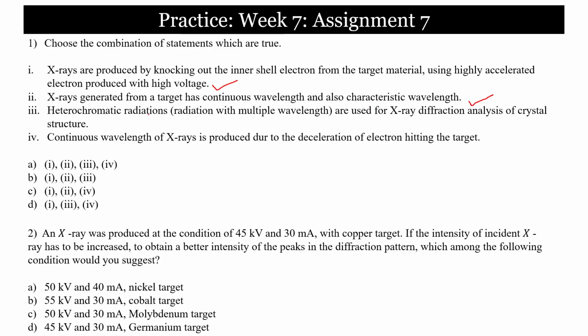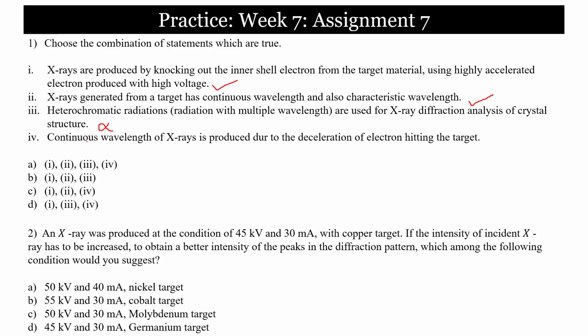The third statement says that heterochromatic radiations, which is basically your continuous radiations, are used for X-ray diffraction analysis of crystal structure. These can't be used for X-ray diffraction analysis because these are continuous. For that you need characteristic radiations like K alpha or K beta, which we discussed. So this statement is incorrect.